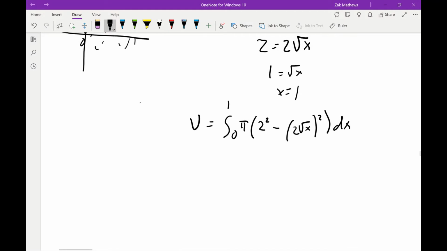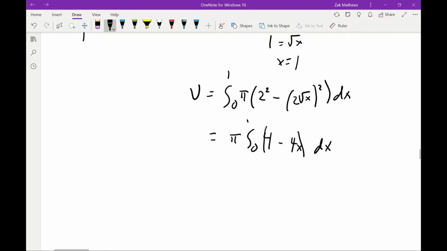So let's start to simplify this. We can pull out the pi. We're going to integrate from 0 to 1. 2 squared is 4. Here we'll have 4x dx. Could have also factored off the 4 or the 2 at any point if we wanted to, but I'll go ahead and integrate at this point. So we have 4x minus 2x squared, and we're going to integrate that from 0 to 1.